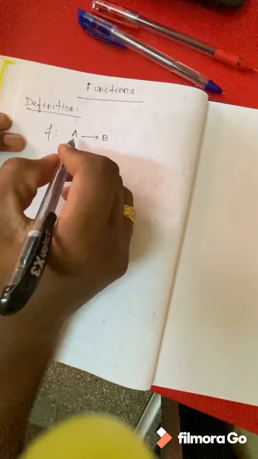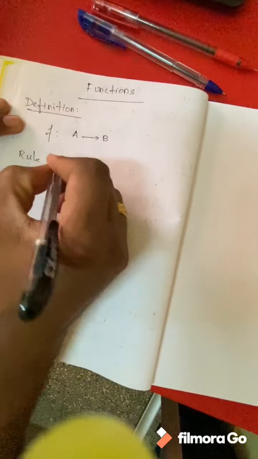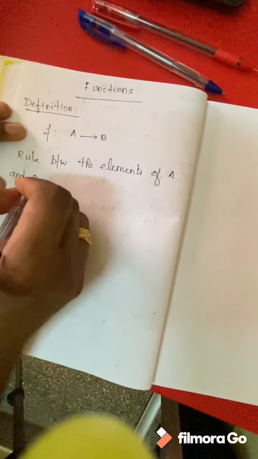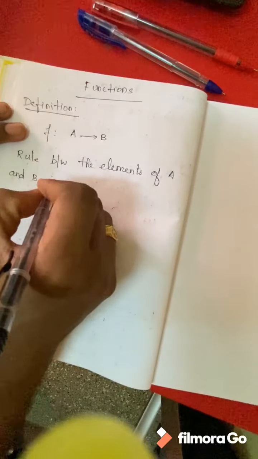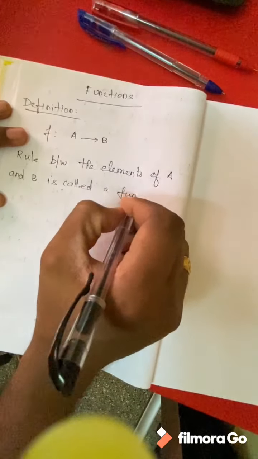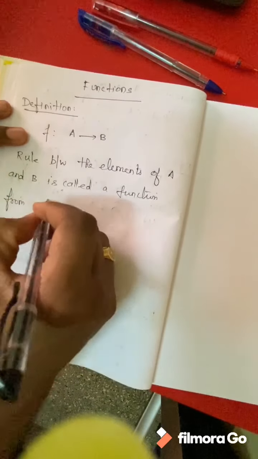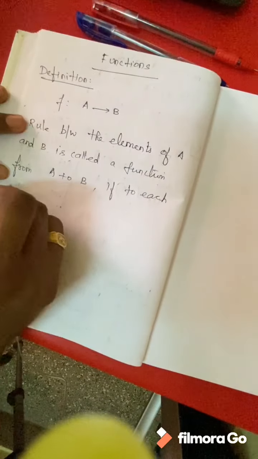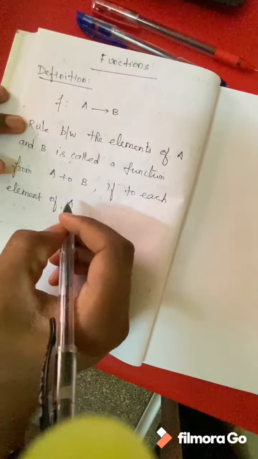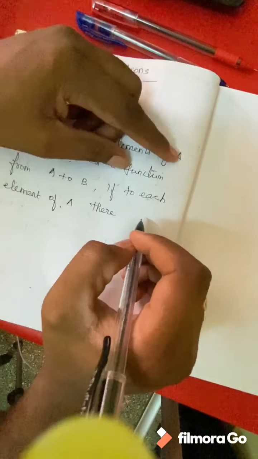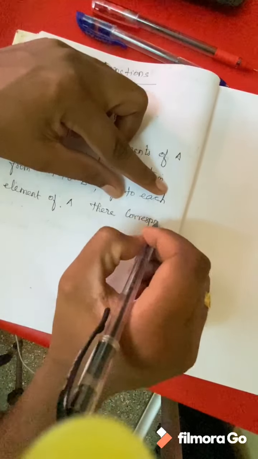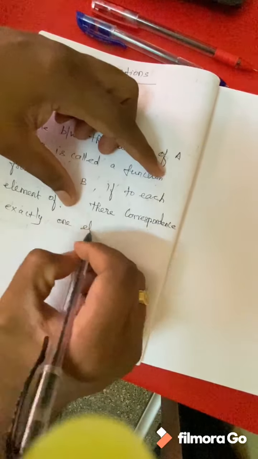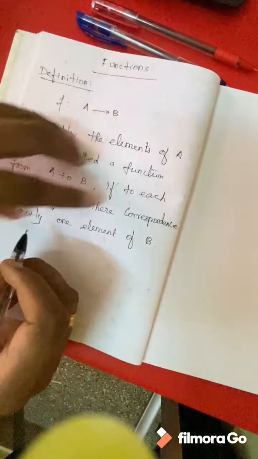The rule between the elements of A and B is called a function from A to B, if to each element of A there corresponds exactly one element of B. Okay. Example.